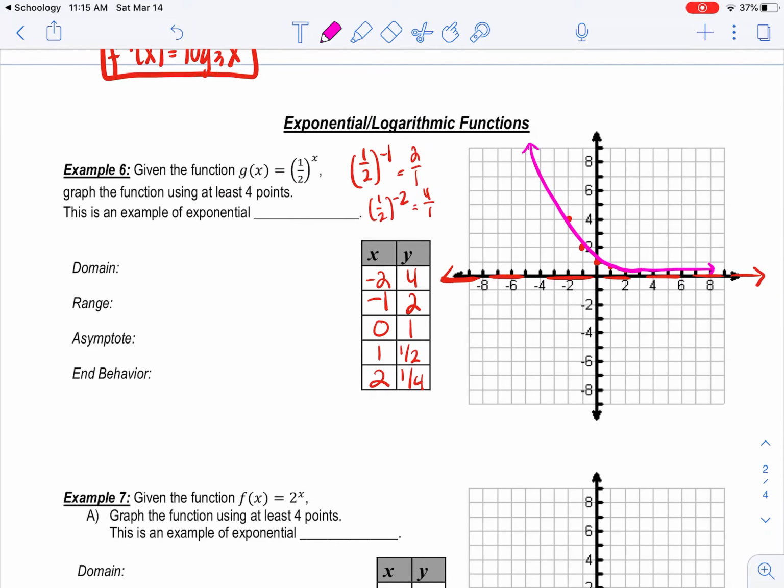All right, so if you look from left to right, our numbers are getting smaller and smaller and smaller. So this is an example of exponential decay. The domain of that pink function right there is all real numbers. It goes from an arrow to an arrow.